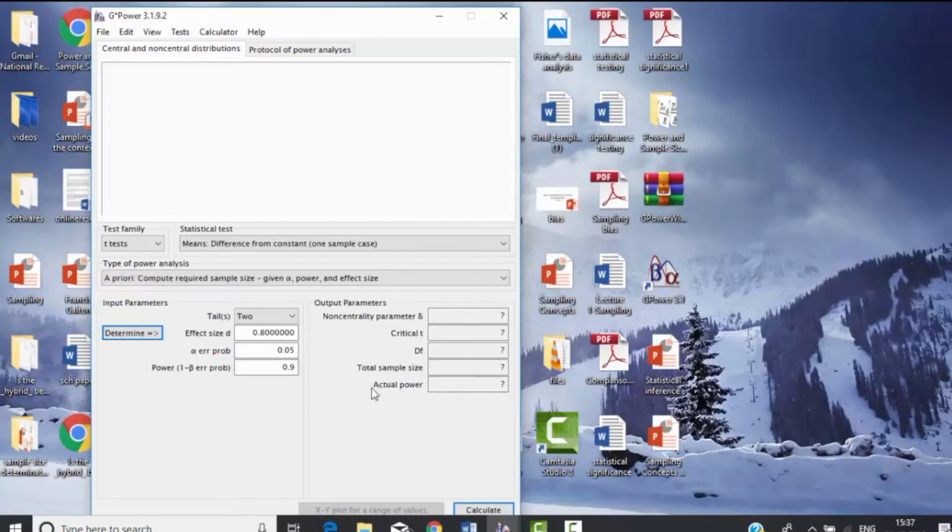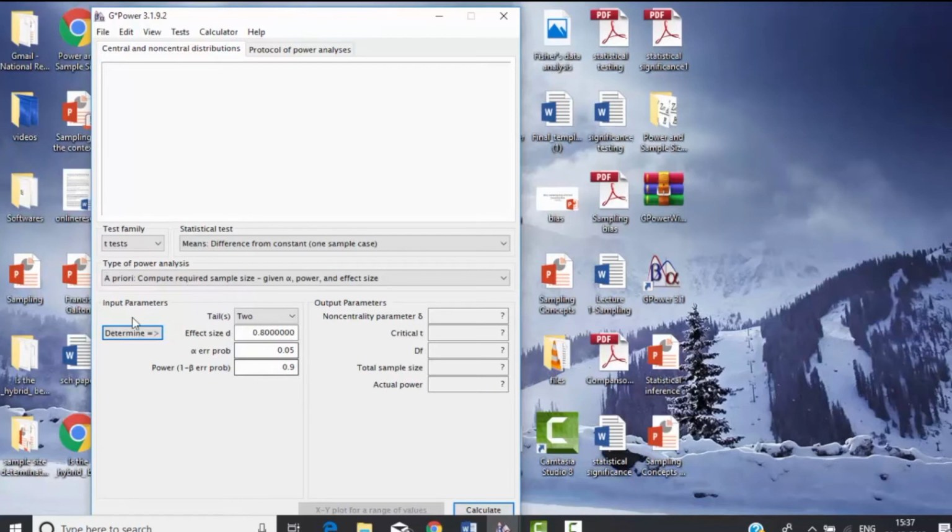So this is the effect size that you have given, and the power we are expecting is 0.9. Therefore here, with the sample size, it will give the actual power that we will get if we use these parameters. And the total sample size is what we need. Therefore, the first point is we need to know the sample size, and from that we can calculate the degrees of freedom and the critical t value.